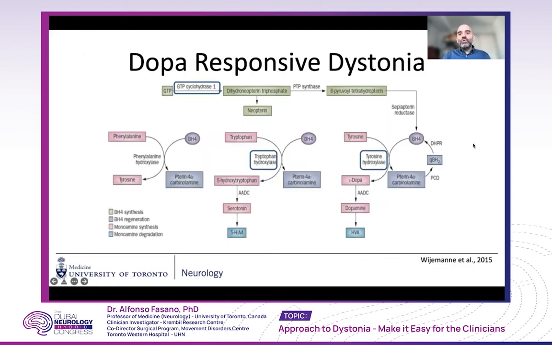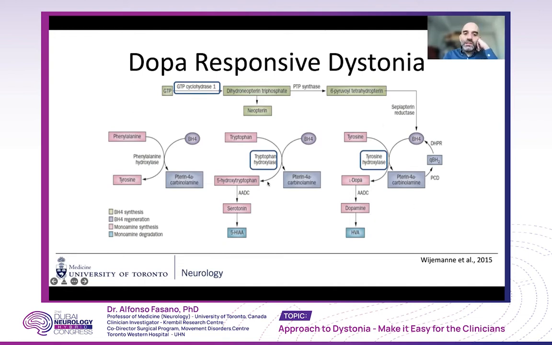Another example of dystonia combined with Parkinsonism is what you see in Dopa responsive dystonia, which is a very important type of dystonia because it might respond beautifully to levodopa, as you'll see later. The most common gene is GTP cyclohydrolase 1, which is a gene involved in the production of biopterin, BH4, which is a cofactor for the production of many monoamines, as you see here in this slide.